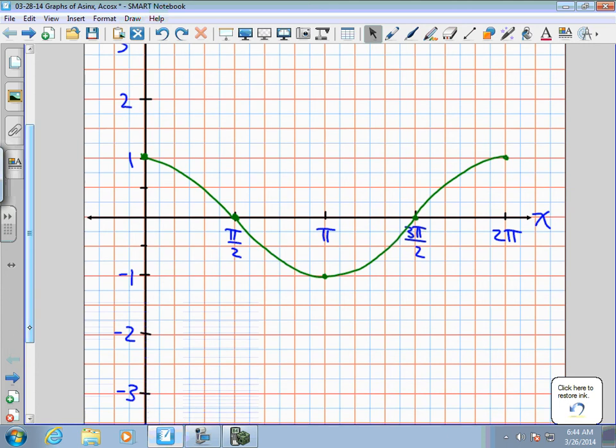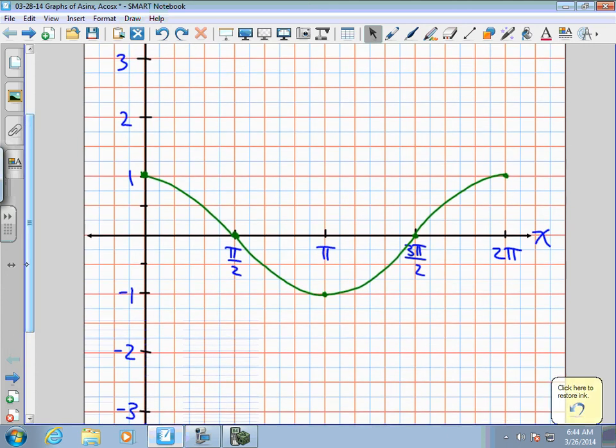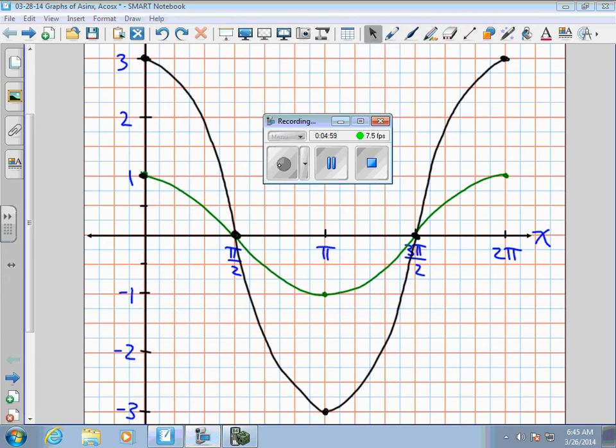Okay? So for this one, every place I see a 1, I'm going to make it a 3 because it's 3 times as big. If I see a 0, 0 times 3 is still 0. When I see a -1, -1 times 3 makes -3. Back to 0. And at 2 pi, we're up to positive 3. Do your best to connect those dots and then play the recording.